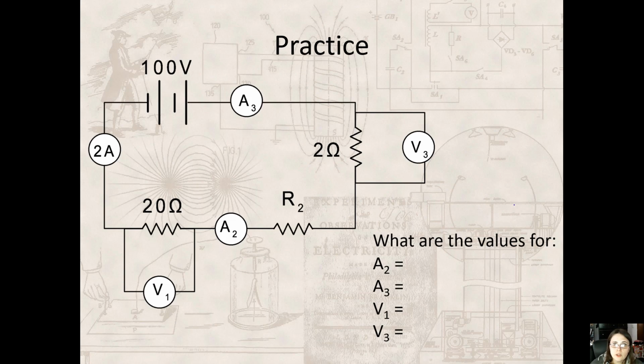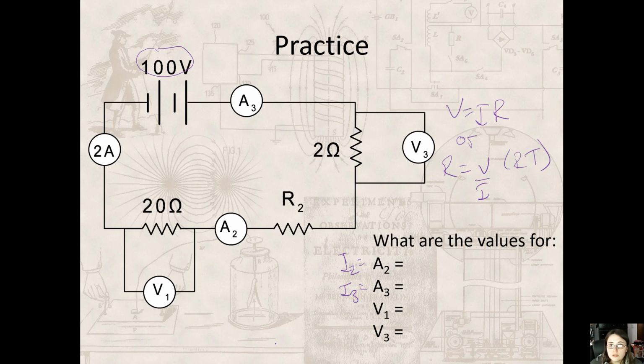So here's a practice problem. We have the total voltage as 100 volts, and we want to know the values for I2, the current 2, the current 3, the voltage 1, and the voltage 3 for right now. So when we do this, we are going to use V equals I R, or R equals V over I, which is in your reference table.